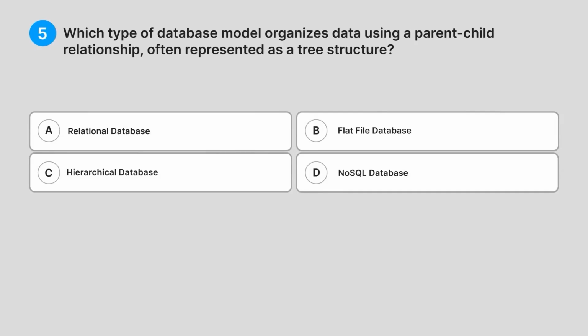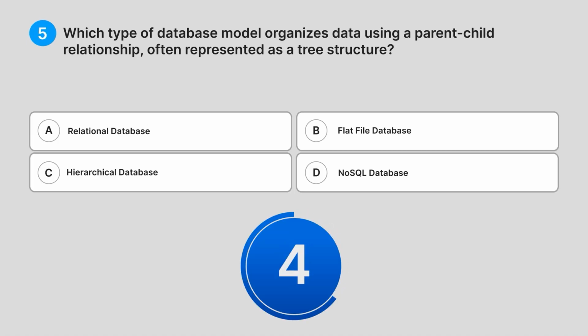5. Which type of database model organizes data using a parent-child relationship, often represented as a tree structure? A. Relational database. B. Flat file database. C. Hierarchical database. D. NoSQL database. Can you guess the answer?